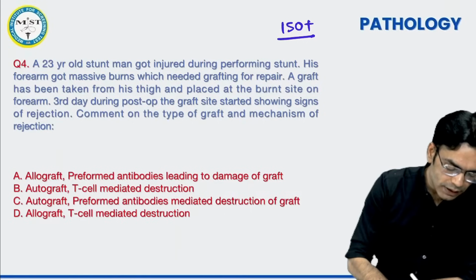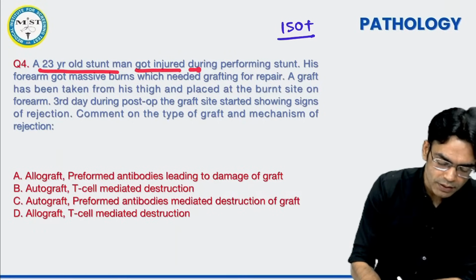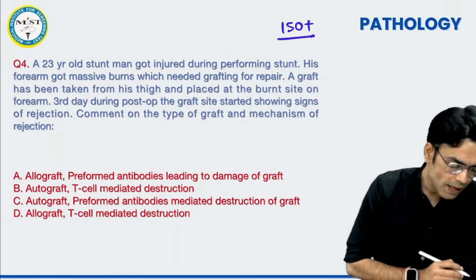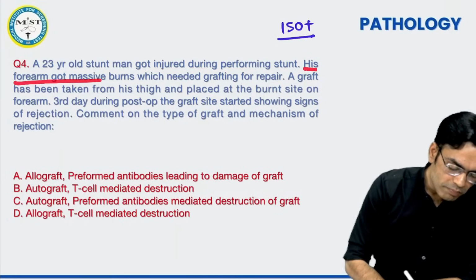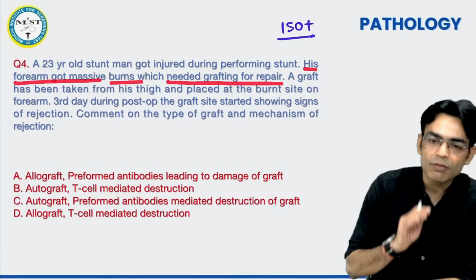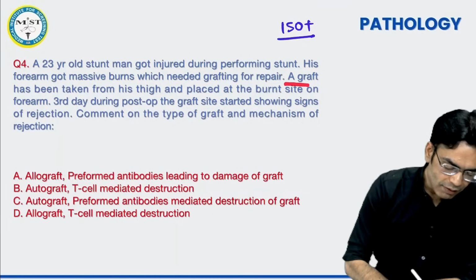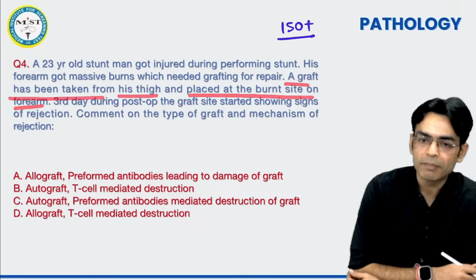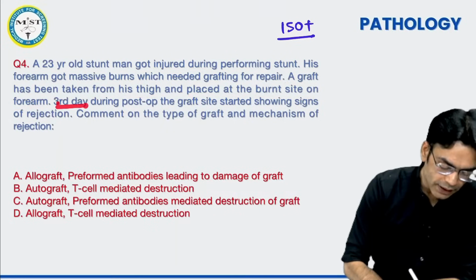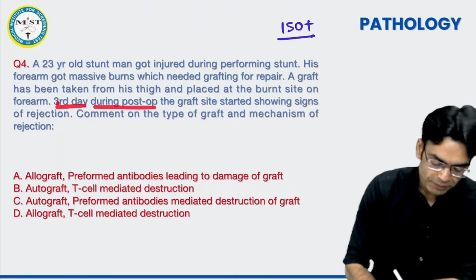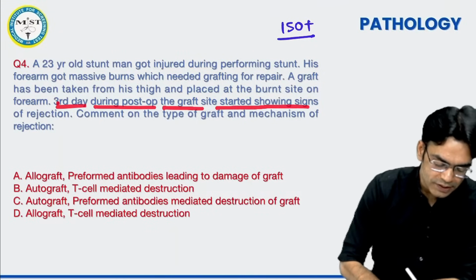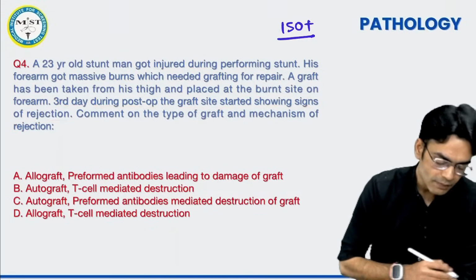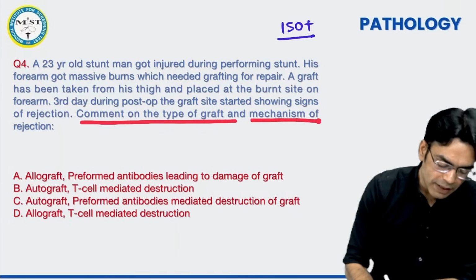A 23-year-old stuntman got injured during performing stunt. His forearm got massive burns which needs grafting for repair. A graft has been taken from his thighs and placed at the burn site on forearm. Third day, during post-op, the graft site started showing signs of rejection. Comment on the type of graft and mechanism of the rejection.